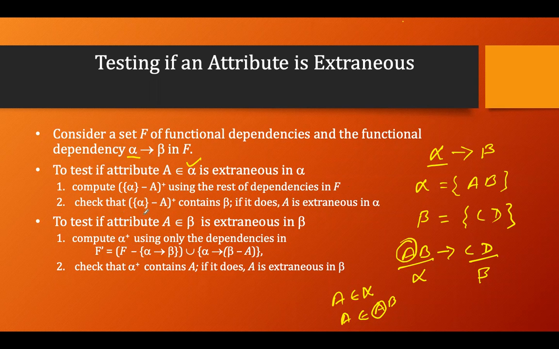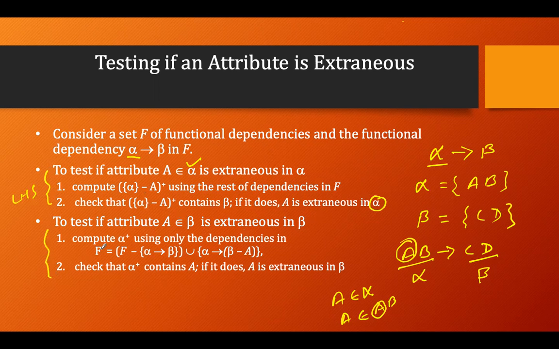And we'll check whether the rest of the attribute closure contains the beta part. If it does, A is extraneous in alpha. If we find beta, it means that A is extra. Now this is for the left hand side part.